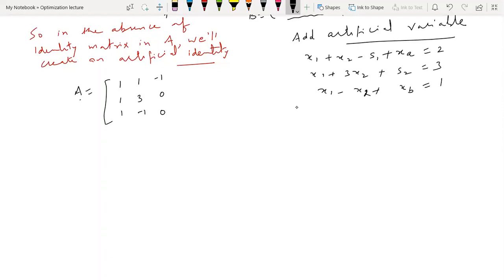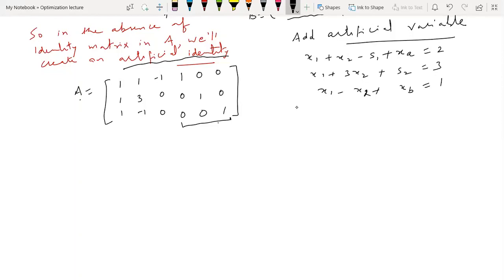Then if I am adding artificial variables, I have 1 0 0. Then again for s2, 0 1 0, and for the last, 0 0 1, I have my A matrix here. Okay, and you see I have an identity matrix here, which I call A, so after adding two artificial variables, I'm able to create an artificial identity.